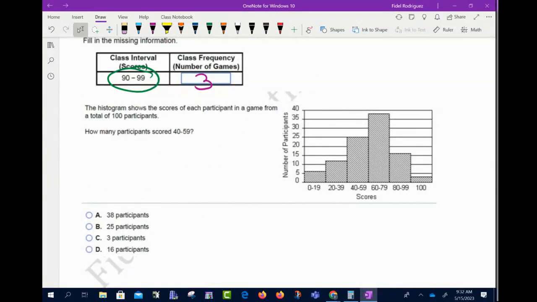The histogram shows the scores of each participant in a game from a total of 100 participants. How many participants scored between 40 and 59? So look, y'all, here's 40 and 59. What would you say this bar is? 25, right? Look, there it is right there. There's my bar. There's my answer, right? So again, I'm just reading the problem. I'm just looking at the picture.